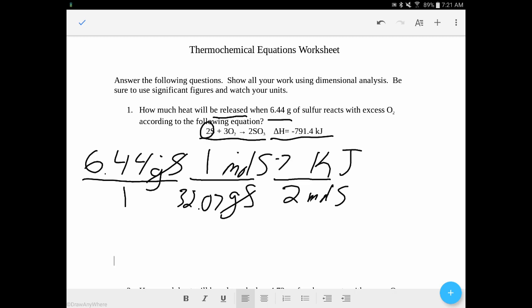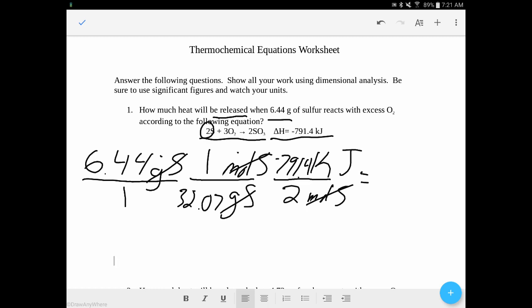I didn't really leave myself enough room here, but that's okay. We can squeeze it. Negative 791.4 kilojoules. So now moles of sulfur cancels out. We are left with kilojoules, which is where we want to be because this problem is asking how much heat will be released. Heat is measured in kilojoules. So we are done with our dimensional analysis.